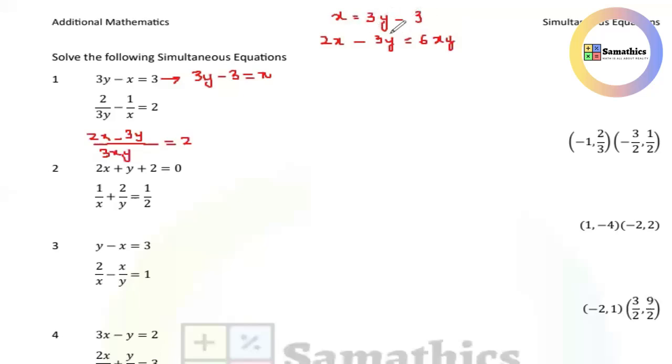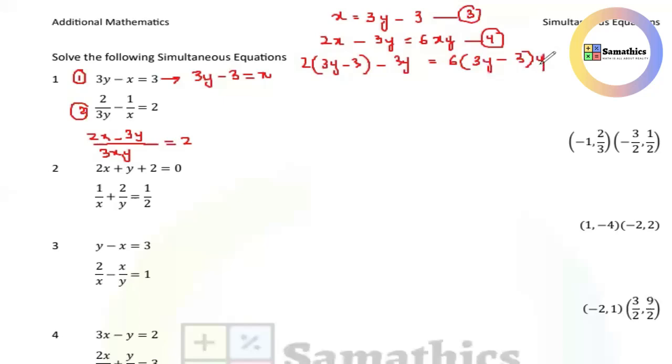Now what we'll do, we will substitute. We can name this equation as equation 3 and this equation as equation 4. This was equation 1 and this was equation 2. Now we will substitute from equation 3 x into equation 4. So when we substitute here, 3y minus 3 minus 3y is equal to 6x. We have to substitute the value of the expression for x over here. So it would be 6 into 2y minus 3 into y.